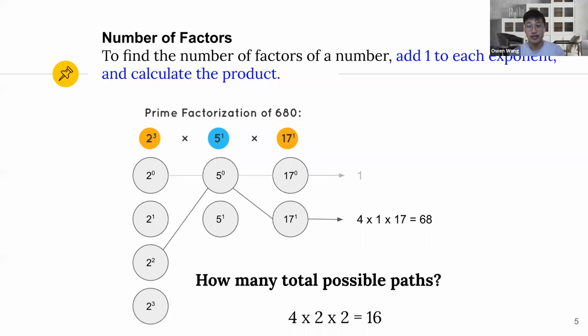And this works because the problem we're trying to solve here is basically like find the number of paths through these factors, right? If they are tiles and we're trying to jump from tile to tile, we have 4 possibilities for 2 to the third, 2 possibilities for the 5, and 2 possibilities for 17. Because we can choose one from each up to the exponent and also including 0, because we can always pick 0, just to have a factor of 1. So this is why we have the formula for the number of factors. Next slide.